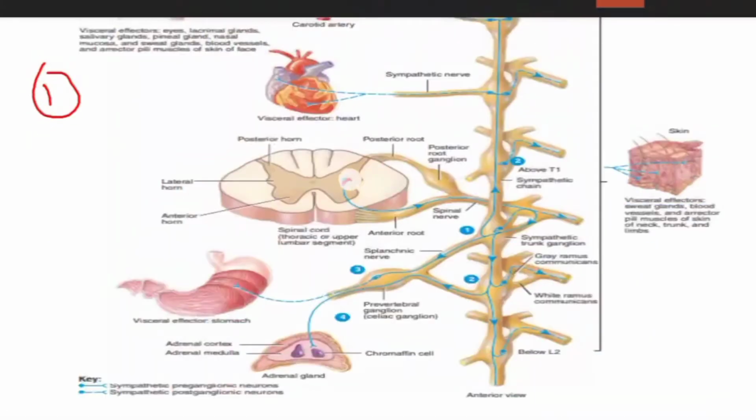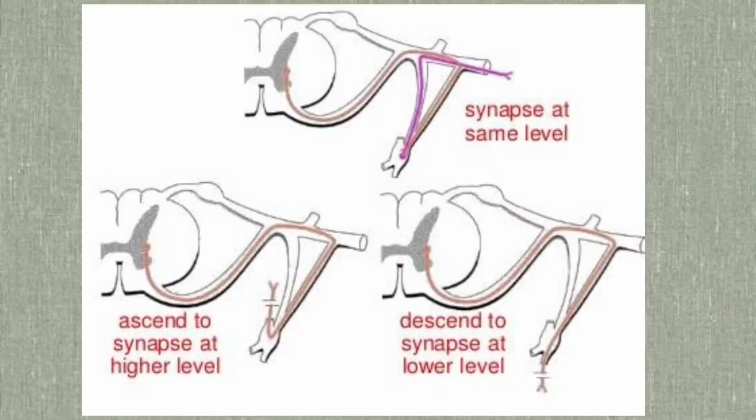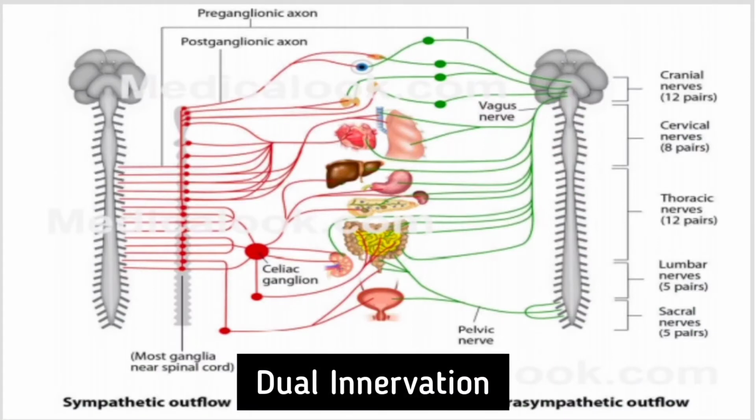There are three ways in which the preganglionic neuron reaches your autonomic ganglia. Number 1 would be to exit with a spinal nerve of the same level. Number 2 would be to ascend one level above and exit with a spinal nerve there. And number 3 would be to descend one level below and exit with a spinal nerve found below. So they can synapse at the same level, a level above, or a level below. Dual innervation means that most organs supplied by the sympathetic nervous system are also supplied by the parasympathetic.